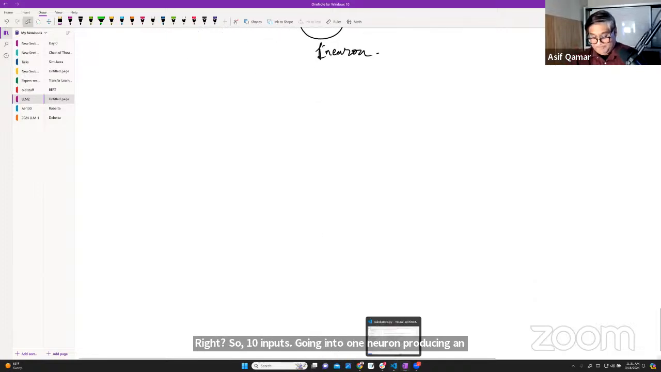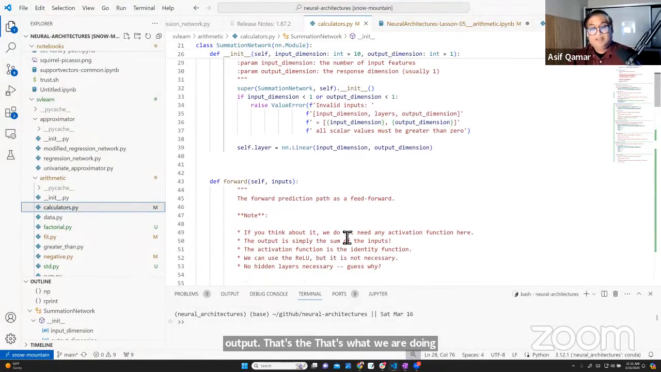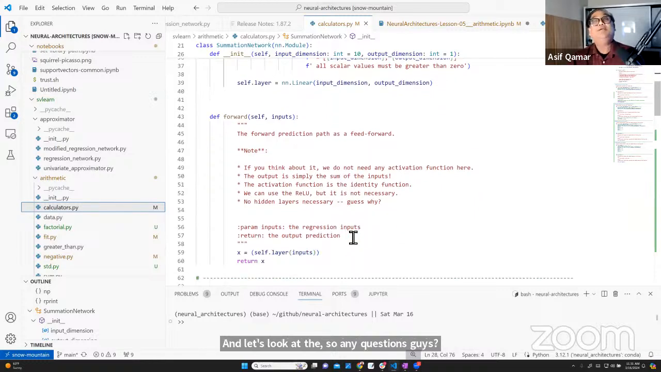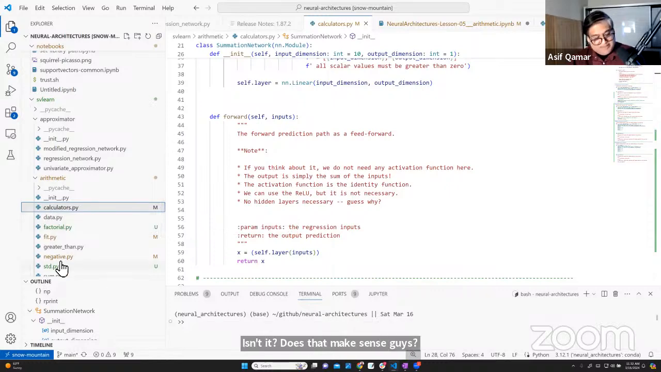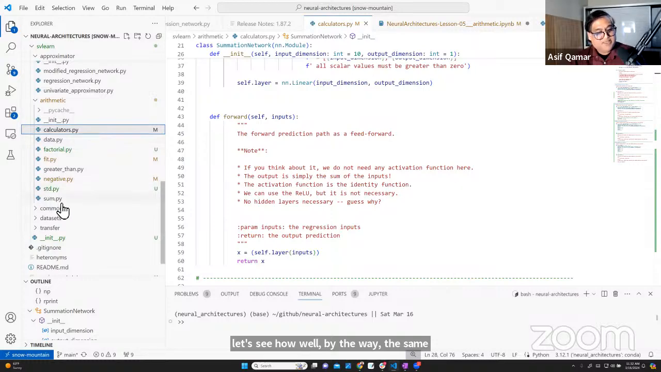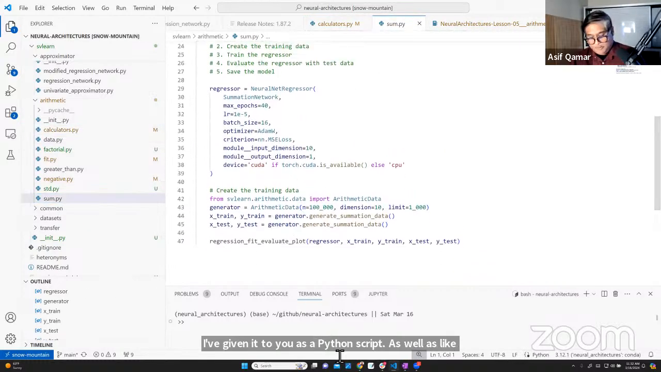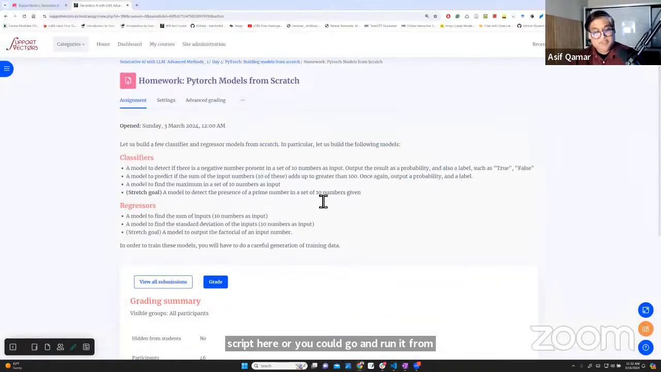That's what we are doing here. And let's look at it. Any questions, guys? What is the forward? All you do is take it and feed it to the output, isn't it? Does that make sense, guys? Right. And by the way, the same solution I've given to you as a Python script, so you can go and run it from the Python script here, or you could go and run it from the notebook. Is the solution all here, guys?